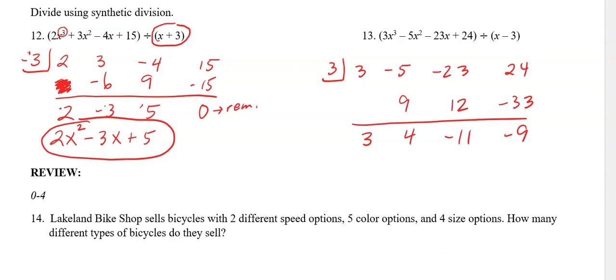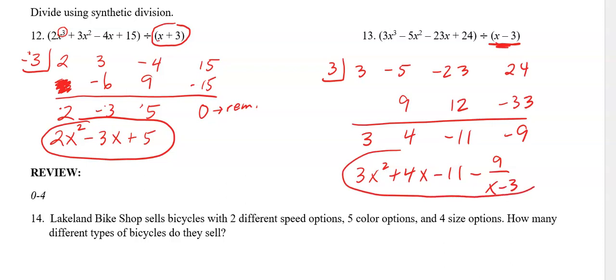Add those. Now my answer is going to be, since I divided into third degree, this is going to be second degree. 3x squared plus 4x minus 11 minus, and to show the remainder, I'm going to put minus 9 over what I divided by, x minus 3. So on your test, be ready for 2 long division and 2 synthetic division problems. Any questions about synthetic division?